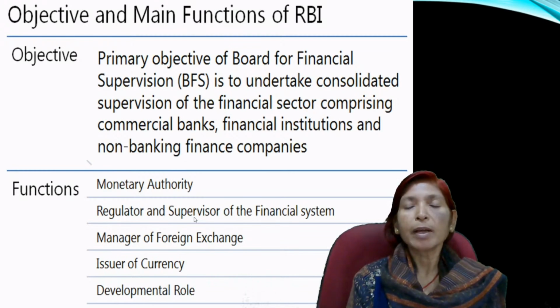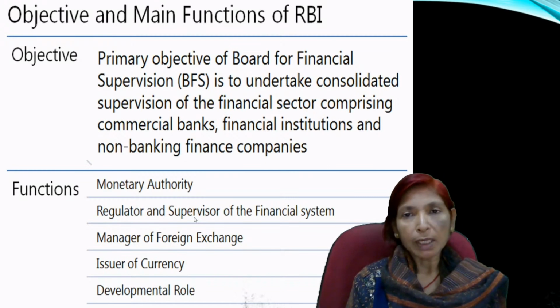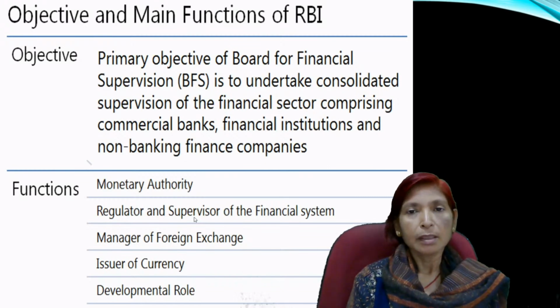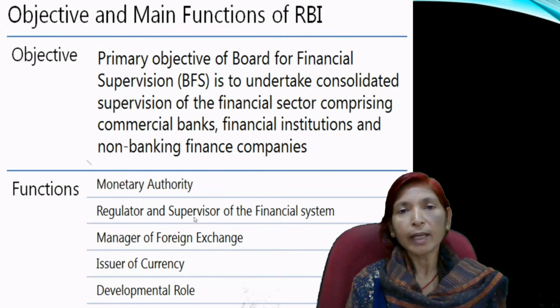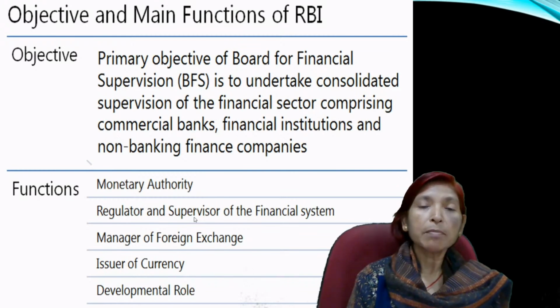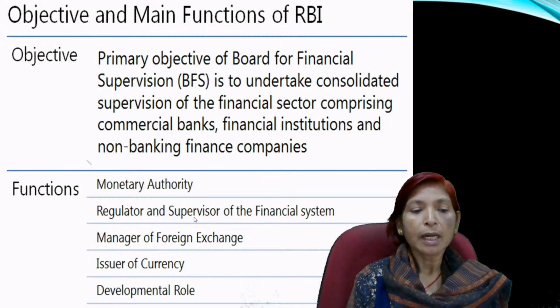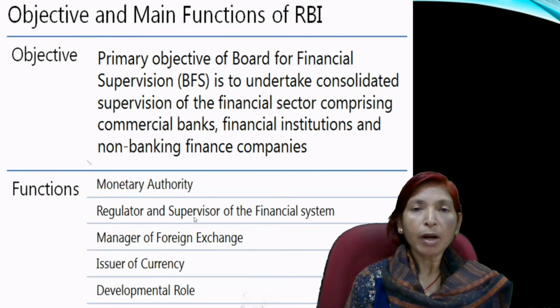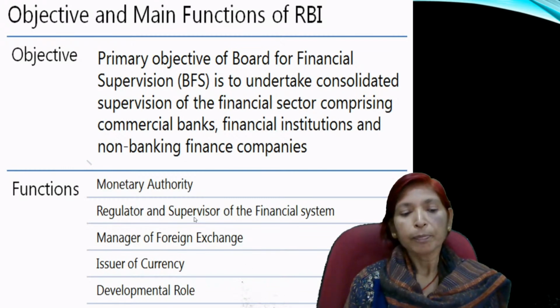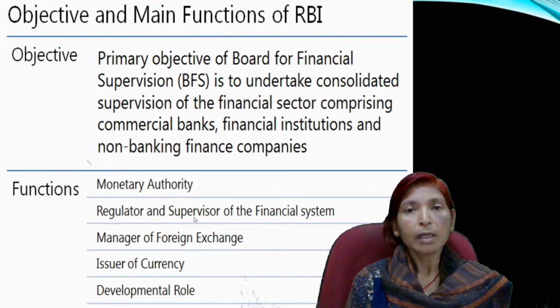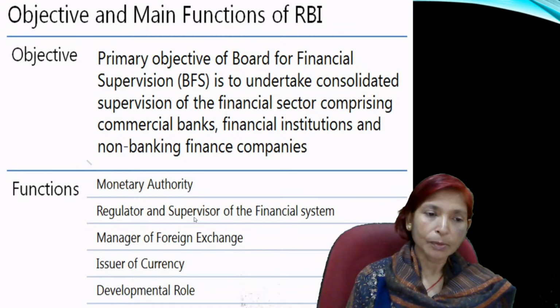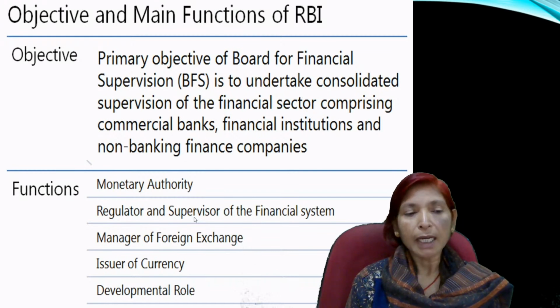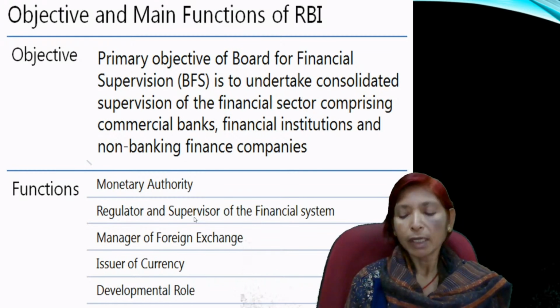And the main function of the Reserve Bank of India is to issue paper currency, coins, notes, etc. RBI is a monetary authority. It regulates and supervises the whole financial system. RBI manages the foreign exchange rate and the foreign exchange system, and RBI has the monopoly power of issuing paper currency, and it plays a very important role in the development of the country also. So these are the main objectives and functions of the Reserve Bank of India.